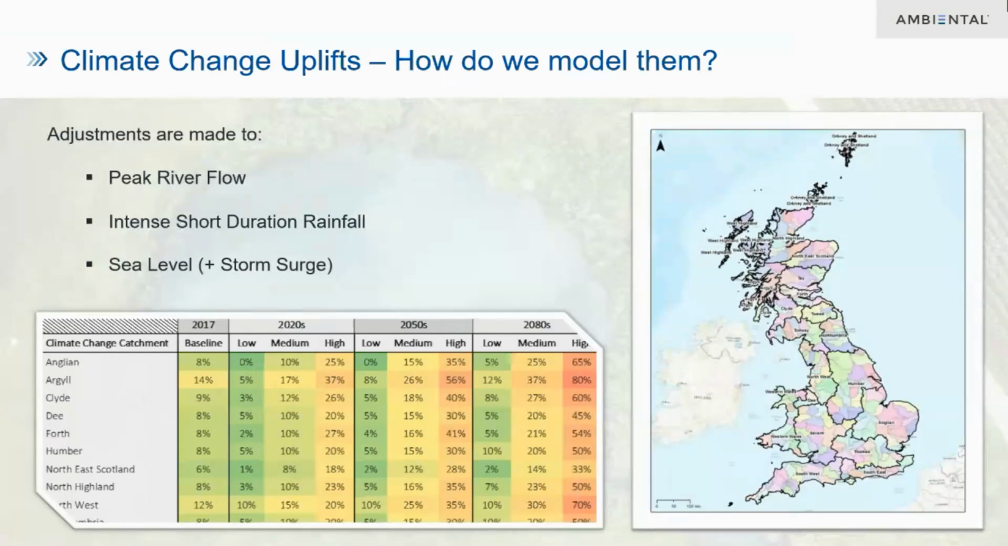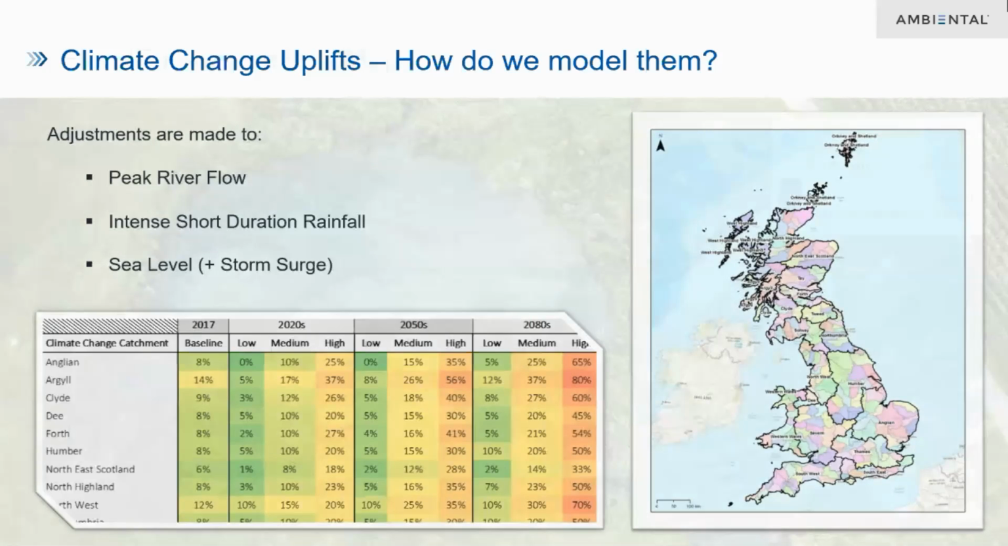As you're all aware, you have different rain levels in different parts, and this uses up to about 14 different catchments. We've weighted those levels for the different epochs across the catchments. We have the baseline 2017 for peak river flow, intense short duration rainfall, and sea level and storm surge. Then we have the low, medium and high for the different epochs, 2020, 2050 and 2080. On that slide, you should be able to see Anglia, Clyde, Dundee, Forth, and so on. You can see the different weightings we've put on those different regions.